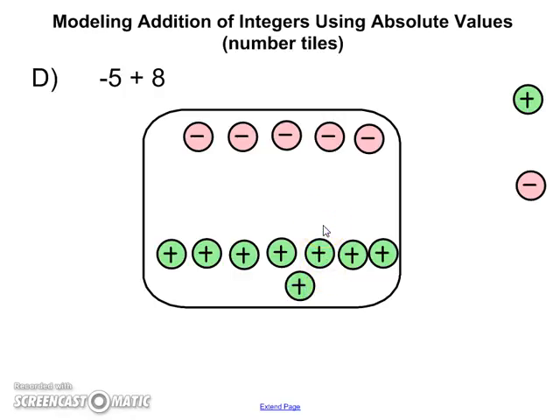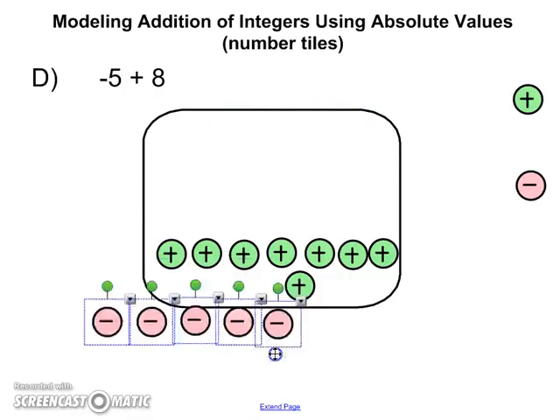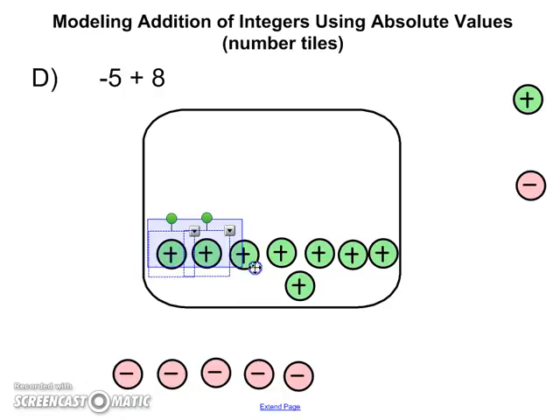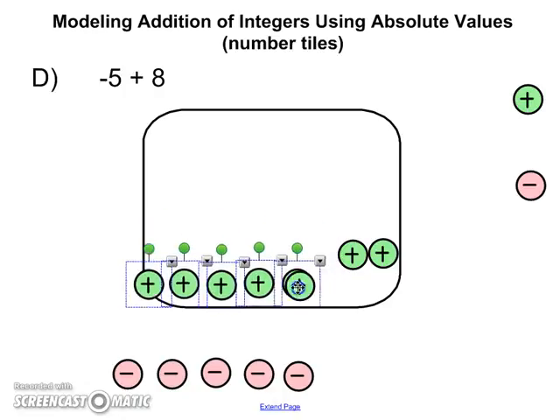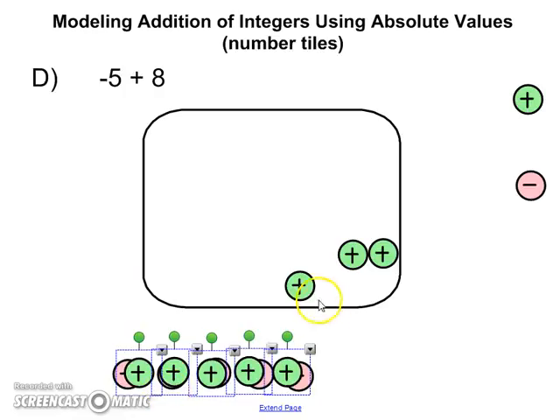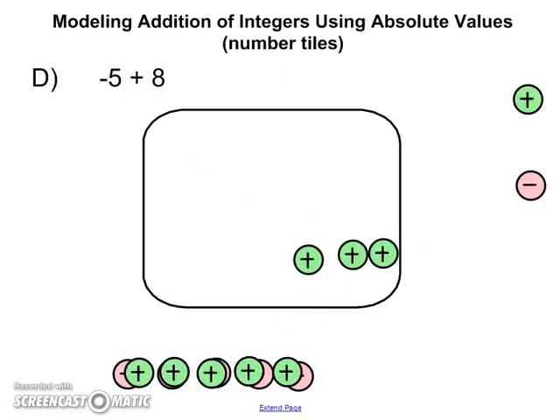Now, when we look at this, a positive and a negative are opposites, so they will cancel each other out. If you want to move them off of the table, or just cross them out, you can. But we know that 5 of these will cancel out with 5 of these, so those are no longer on the table. They cancel out. And so what am I left with? I am left with 3 positive number tiles on the table. So my solution is 3. And that is a way that we can model using number tiles.